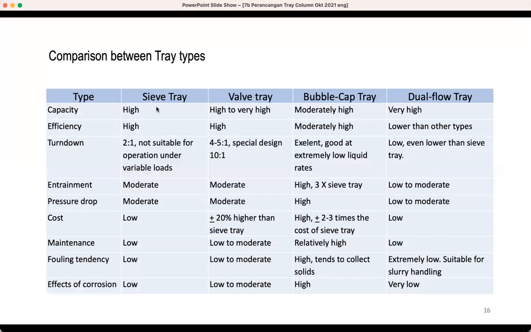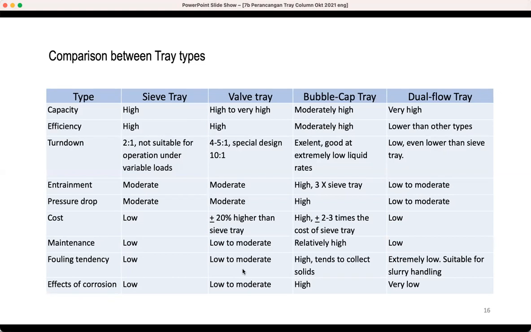Sieve tray: the capacity is high, efficiency also high, but entrainment moderate, pressure drop moderate, and also it has low cost, low maintenance, low fouling tendency, and also low effect of corrosion. Valve tray: the capacity is high to very high. The turn down ratio is good on both sides, and the cost is 20% higher than the sieve tray. It's also low to moderate maintenance for fouling tendency, and also for the effect of corrosion.